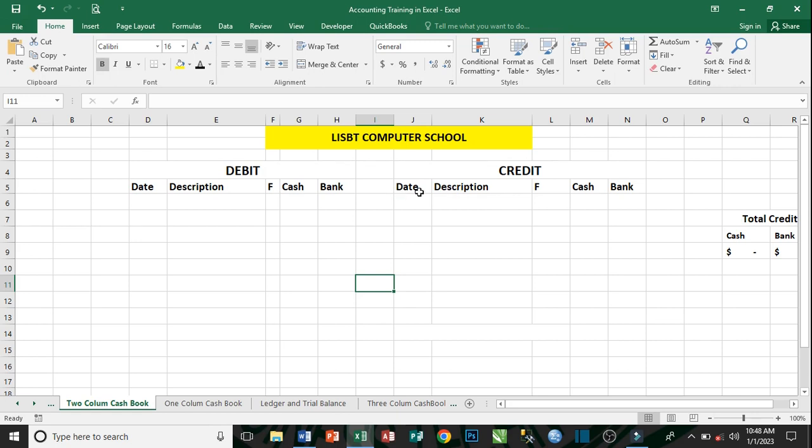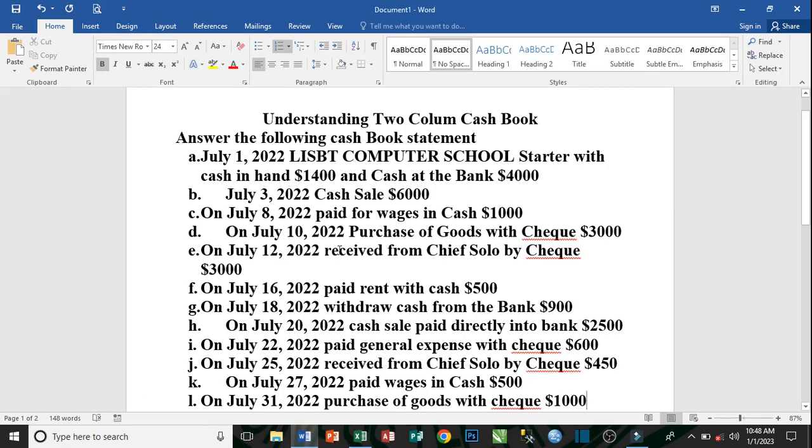I repeat the same thing here: date, discretion, folio, and cash and bank are the same thing. So now let's look at the question carefully. The first question says, mind you, you can pause the video and copy all these questions so that you can be in line with me and we can do it together. So just copy the questions.